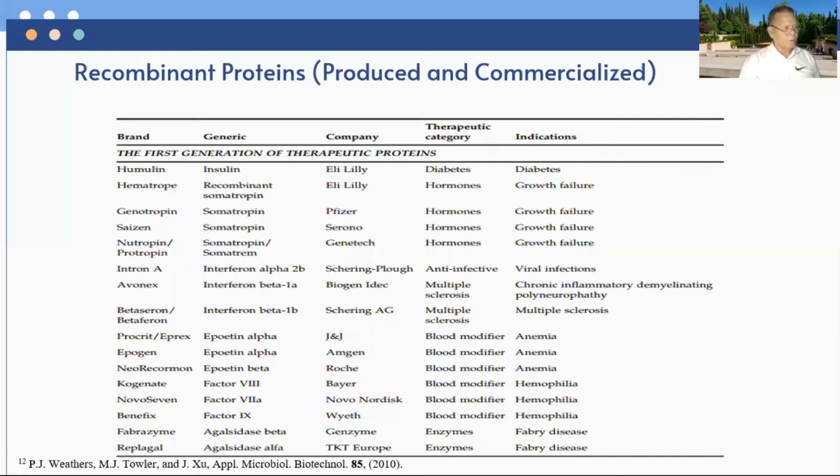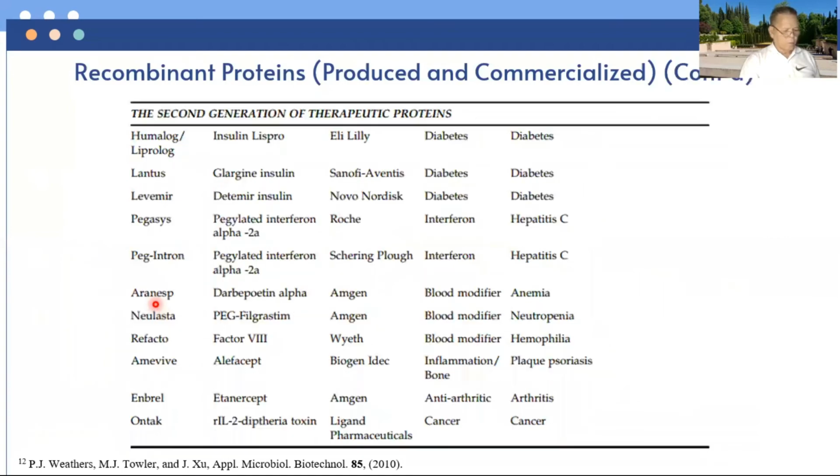Humulin, this insulin, this is for diabetes. So many. You can see this one. Embryol on top is for cancer.